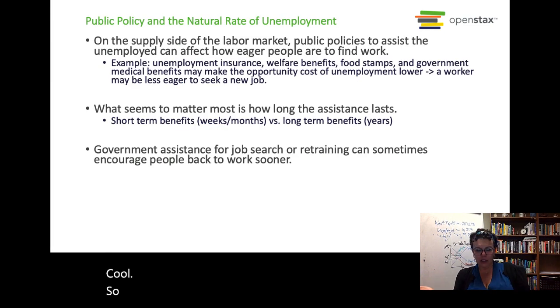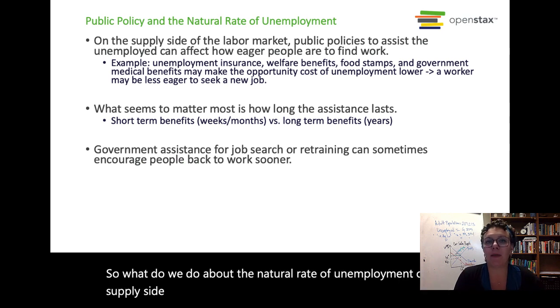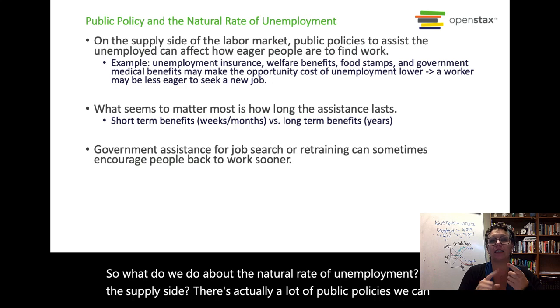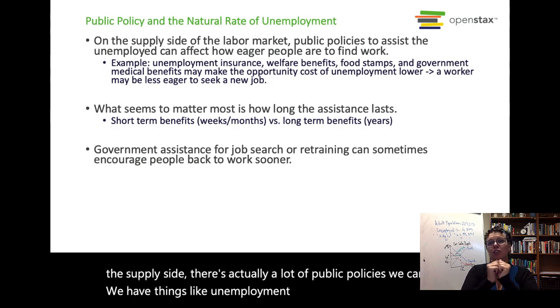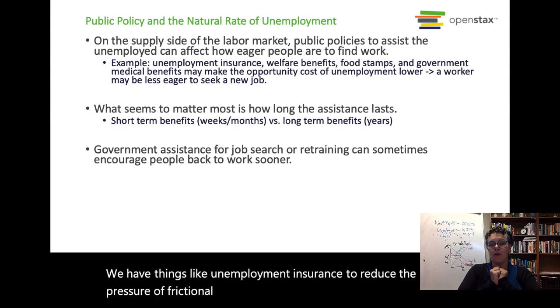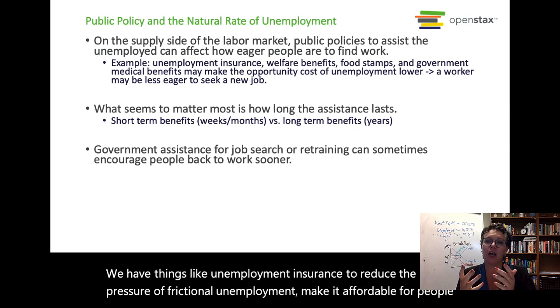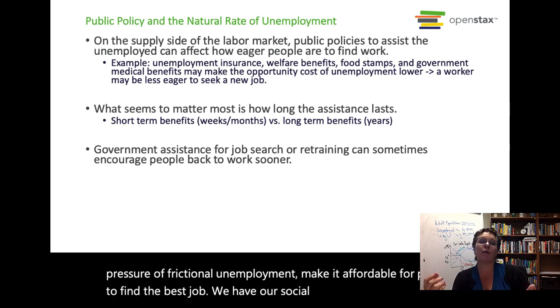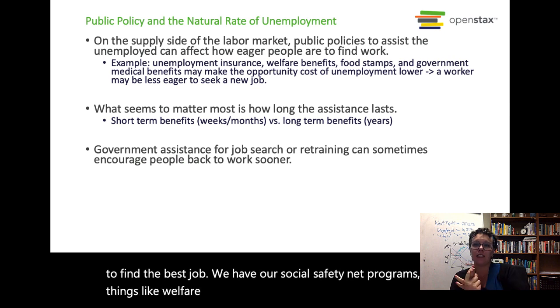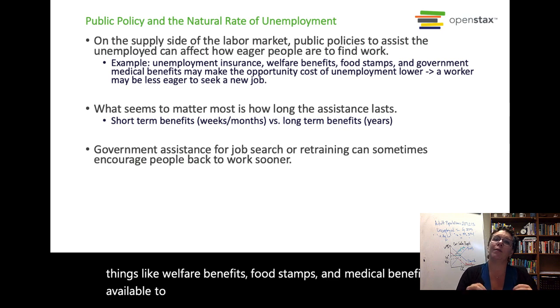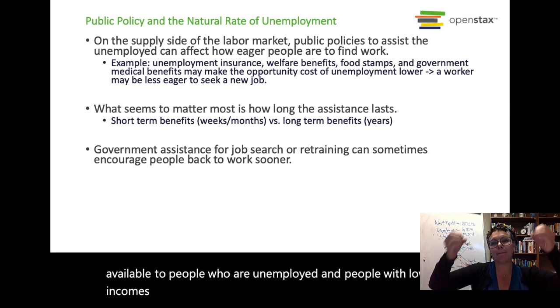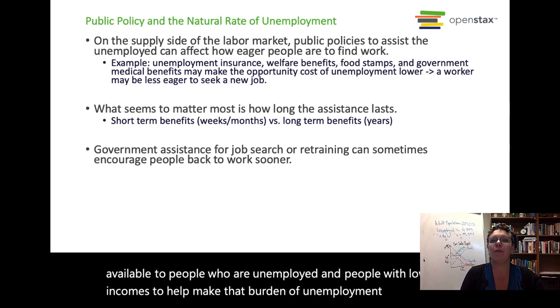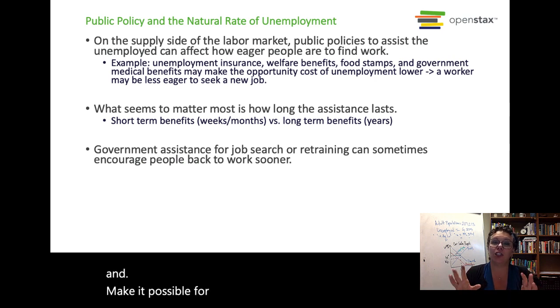So what do we do about the natural rate of unemployment? On the supply side, there's actually a lot of public policies we can use. We have things like unemployment insurance to reduce the pressure of frictional unemployment, make it affordable for people to find the best job. We have our social safety net programs, things like welfare benefits, food stamps, and medical benefits available to people who are unemployed and people with low incomes to help make that burden of unemployment lower and make it possible for workers to find a good job.